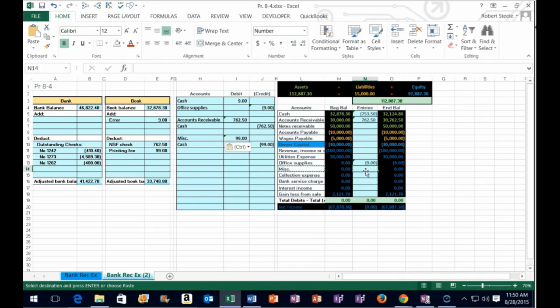I'm going to put my cursor in N14, equals. Going to go to this debit. That's going to put us out of balance. It's going to make net income go down like so. So net income went down. And then we're going to go to cash. Going to double click on cash. Going to go to the end of it, plus, point to the cash there and enter. Makes cash go down.